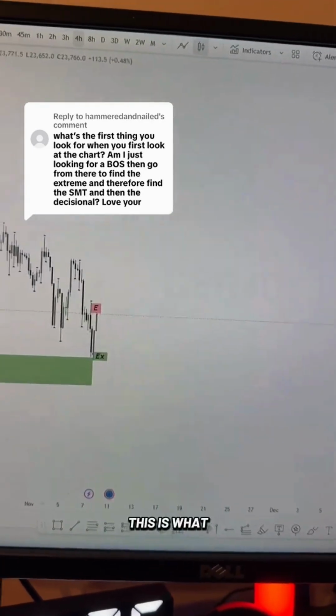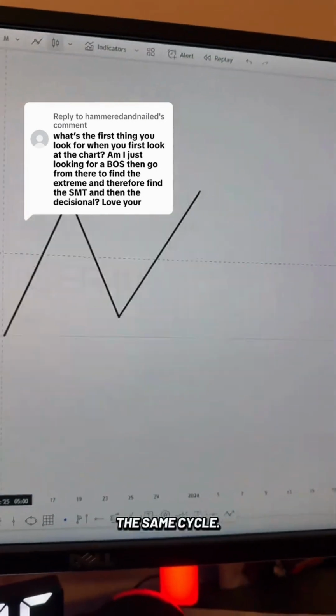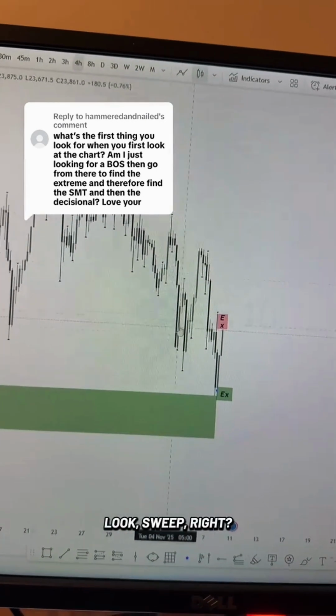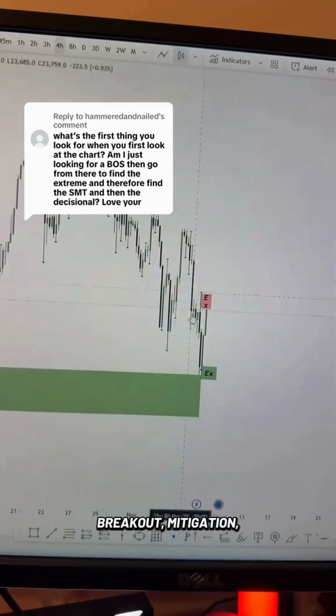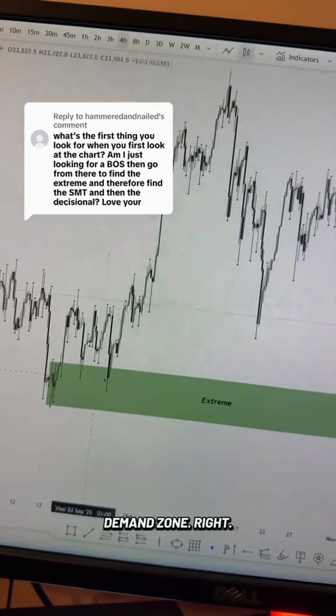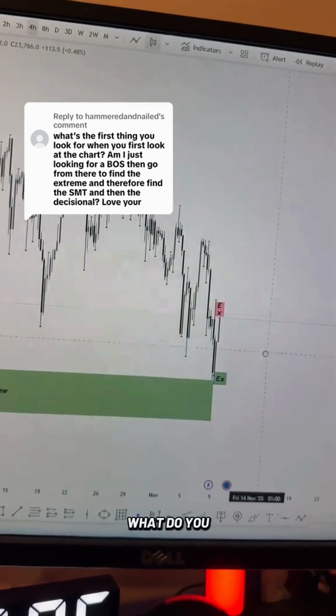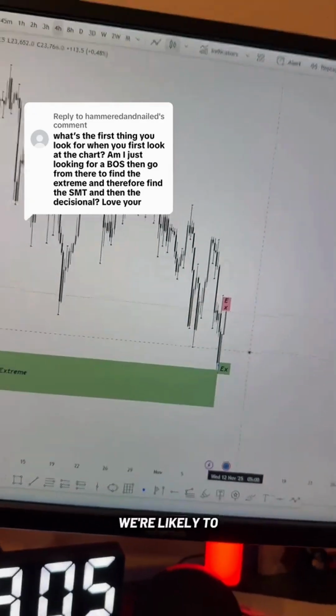But on a 4 hour, this is what I layer on top with the same cycle. Look. Sweep, right? Breakout, mitigation, cycle's done. And where did it finish? Right on the demand zone, right? So from here, what do you think price is going to do on a lower time frame? We're likely to go up.